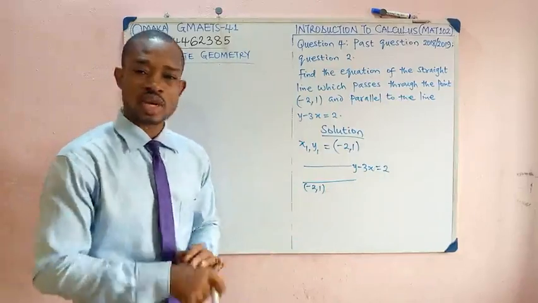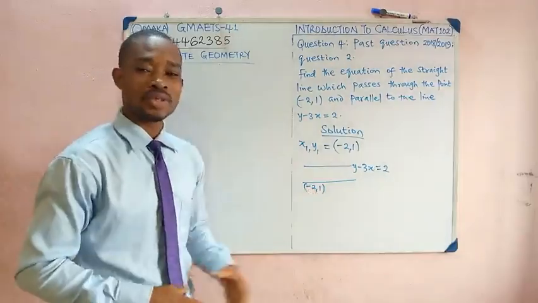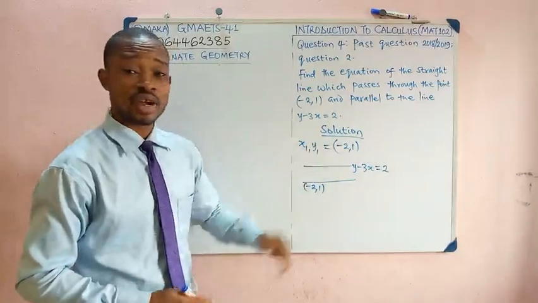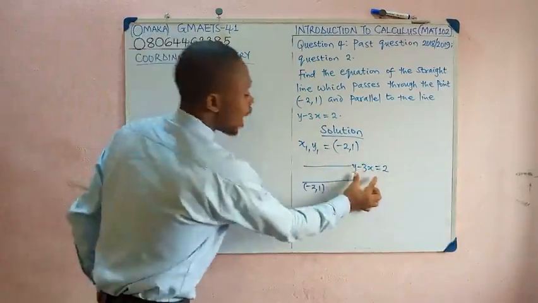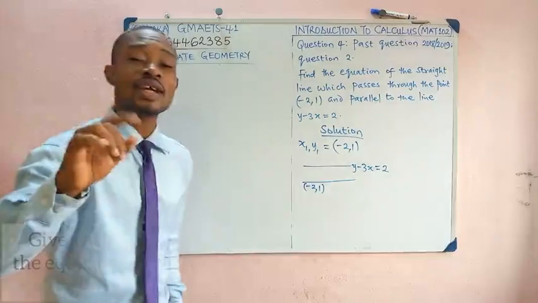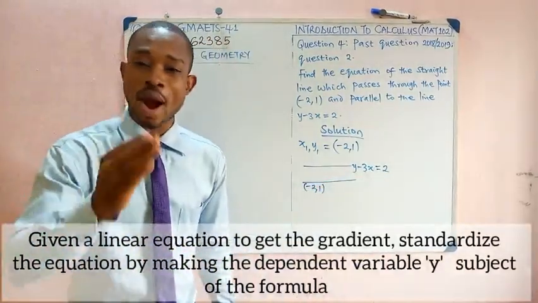You can now use the equation of a straight line, y minus y1 equal to n bracket x minus x1. You know your x1, you know your y1 already. So you know that your problem here is to get the gradient. So how do we now obtain the gradient of this new line? It's equal to the gradient of this old line here. So we are going to standardize this equation. If you want to obtain the gradient of a line from a given equation, you standardize that equation by doing what? Making y the subject of the formula.